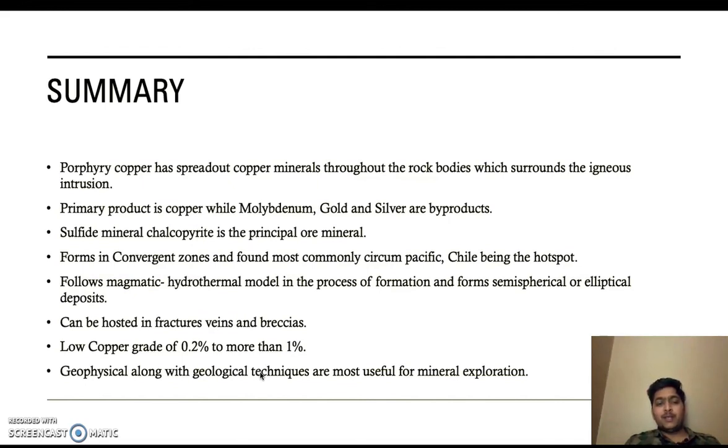Can be hosted in fractures, veins and breccias. Low copper grades of 0.2% to more than 1%. Geophysical along with geological techniques are most useful for mineral exploration.